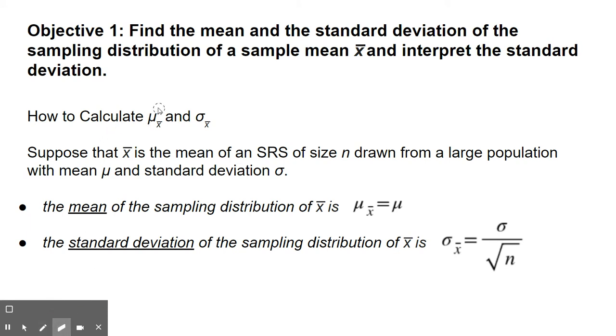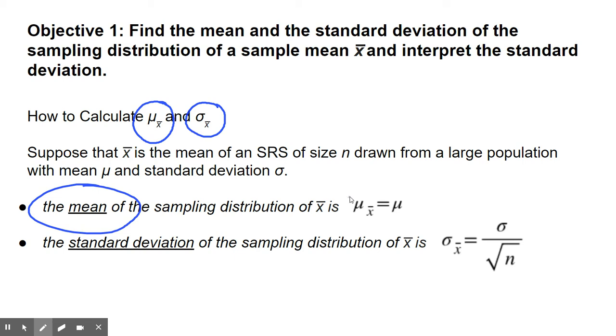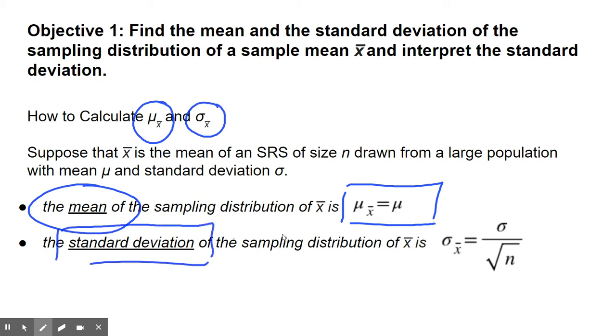Here's your symbolism, right? This mu sub x bar is the mean of the sampling distribution. The sigma sub x bar is the standard deviation for the sampling distribution of x bar. Suppose that x bar is the mean of a sample of size n drawn from a larger population with a mean of mu and a standard deviation of sigma. The mean of the sampling distribution, mu sub x bar, is equal to that population mean mu. The standard deviation of the sampling distribution of x bar is the population standard deviation divided by the square root of n. So it involves the sample size.